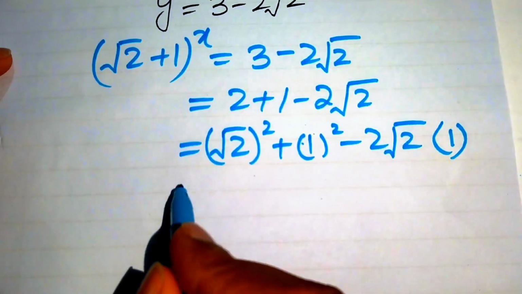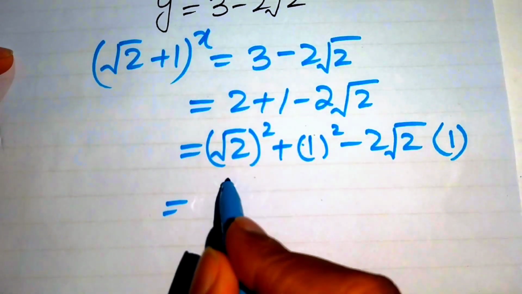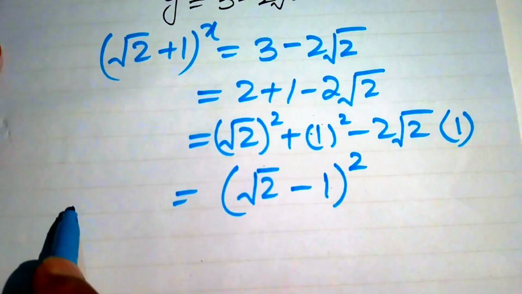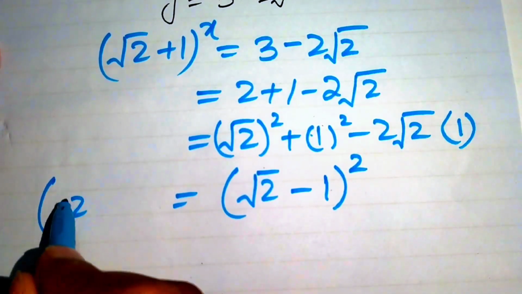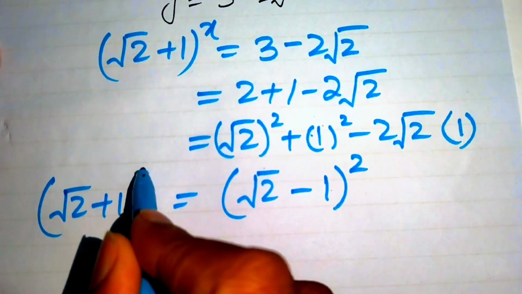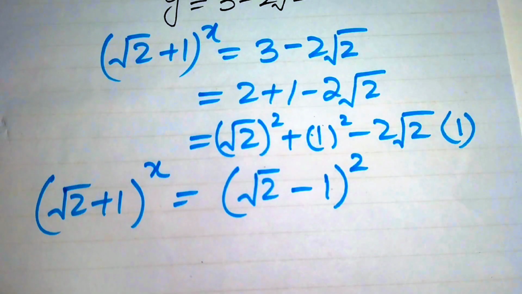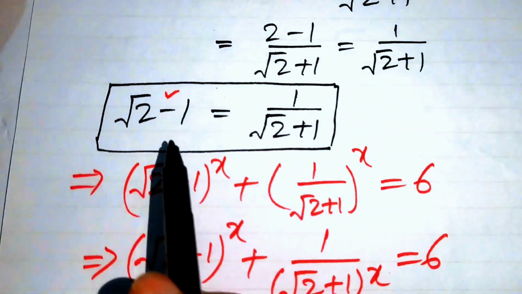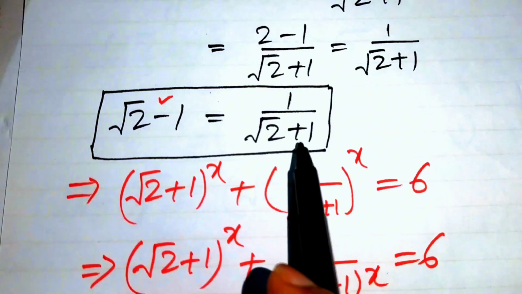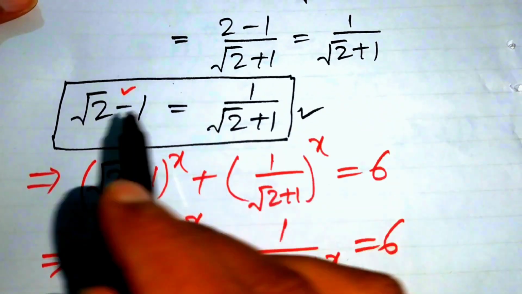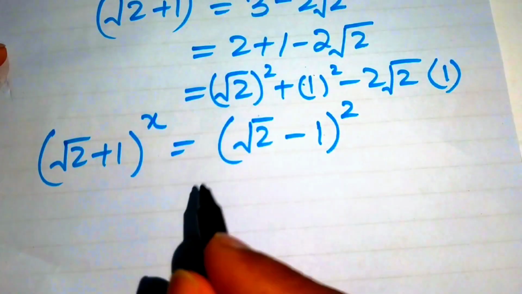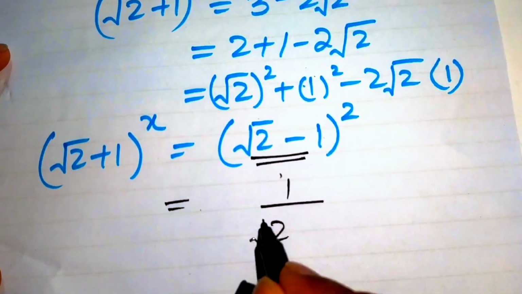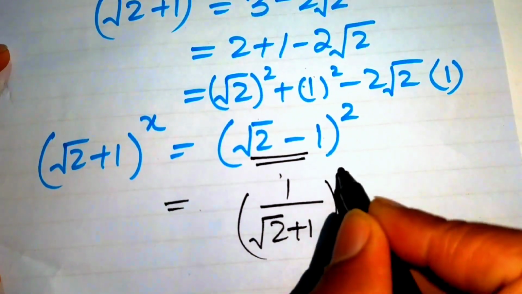So now we complete the square of the right hand side and we get (√2 - 1)^2. But in the left hand side we have (√2 + 1)^x. So here, at the start of the question, we wrote √2 - 1 equals 1 over (√2 + 1). So we put the value of √2 - 1 here in the right hand side, and we get 1 over (√2 + 1), the whole squared.